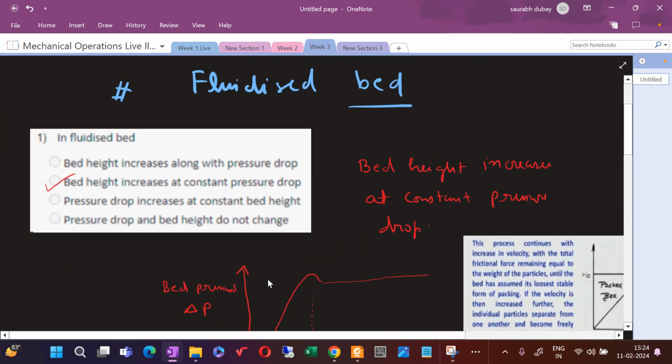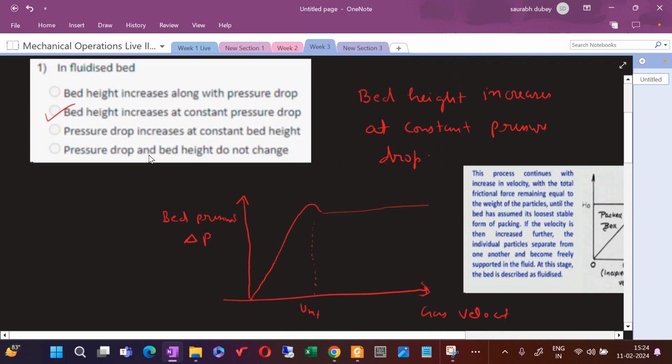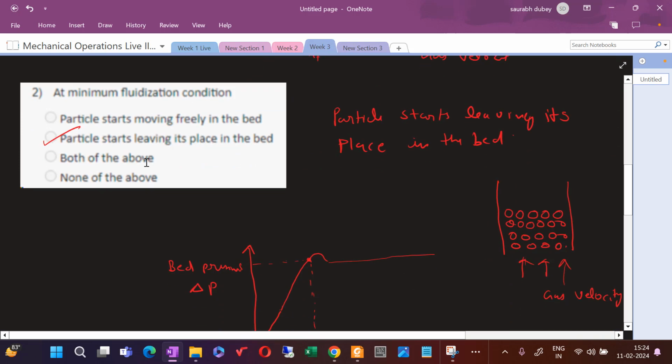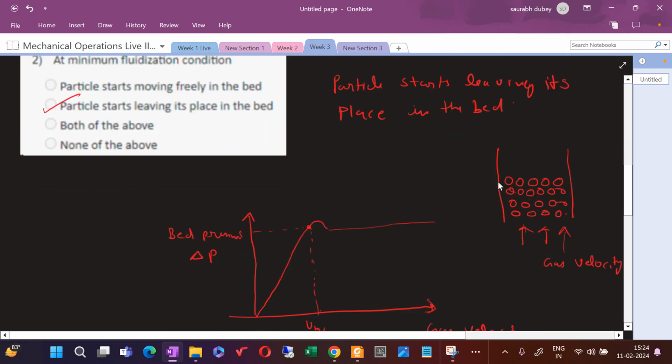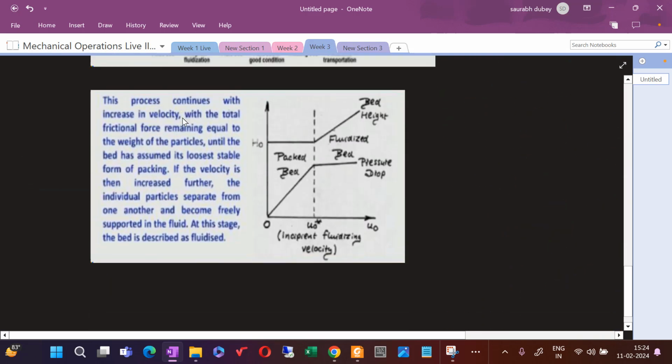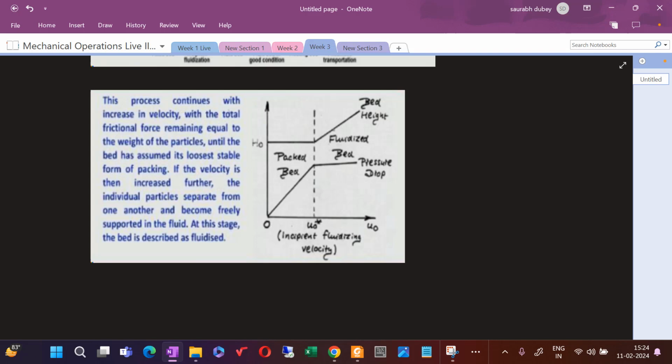The first one in fluidized bed was about the bed height and pressure drop condition, and the other one was about the minimum fluidization condition, the incipient fluidization condition, after which the lifting up of the particles starts.